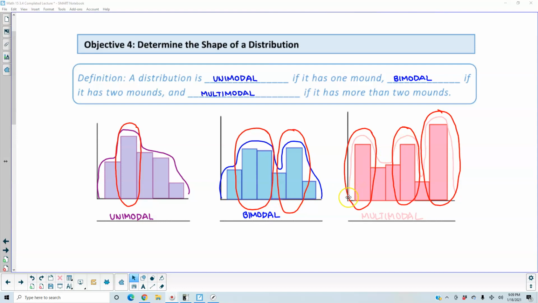Now, if you look here, we're going to follow the pink line. It goes up one, and then two, and then three. And therefore, it has three mounds, and therefore that would be considered a multimodal.